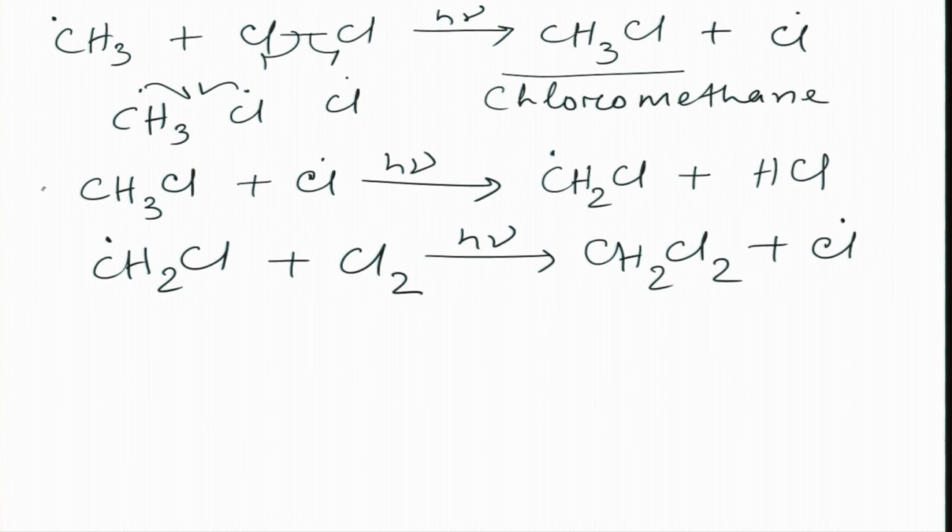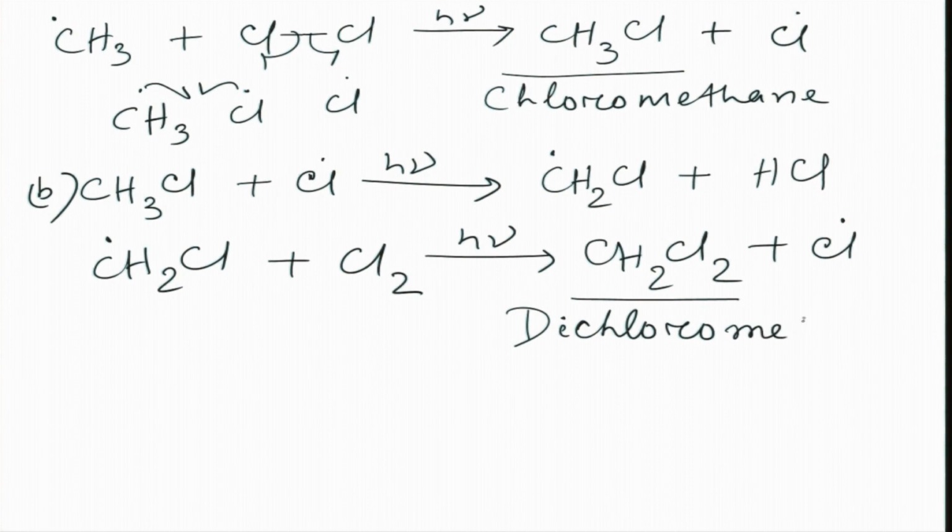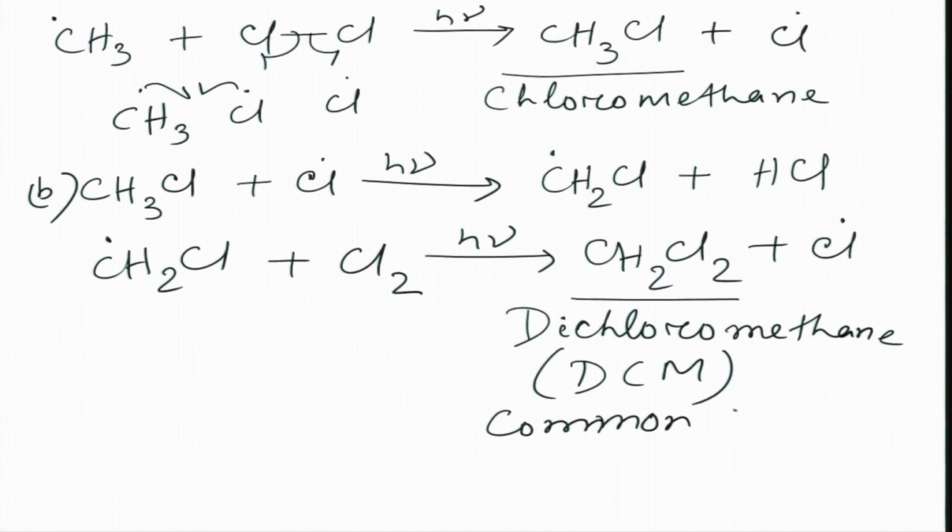Okay. Let's consider this as B. So, this is formed in this step. This is called dichloromethane, or in short it is written as DCM. It is a very common organic solvent. Okay. It is used in labs as a very common organic solvent.